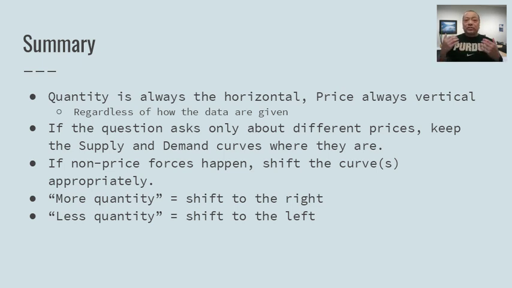If the question asks only about different prices of the good or service we're looking at, keep the supply and demand curve where they are. Don't shift them. Just look at the different price levels on the vertical axis. If non-price forces happen, shift the curves appropriately. More quantity, shift to the right. Less quantity, shift to the left. All right, hope that helps.